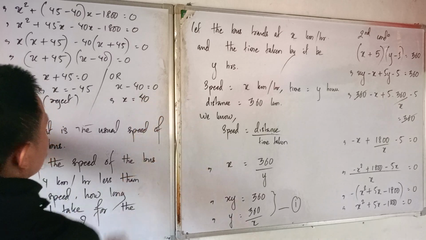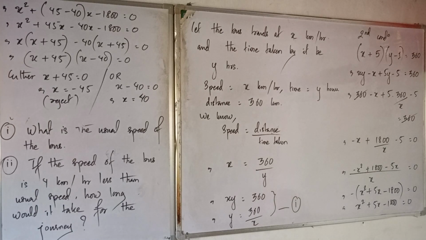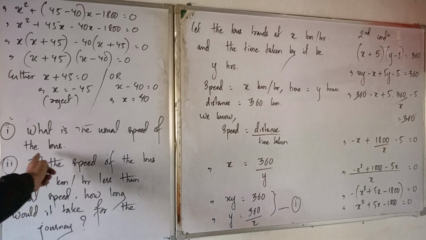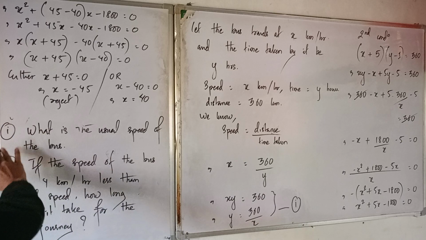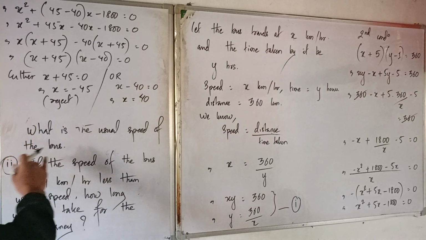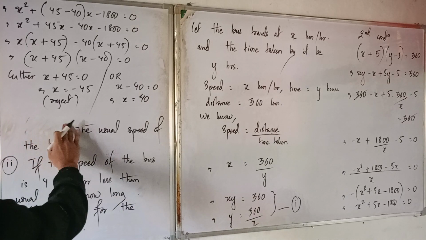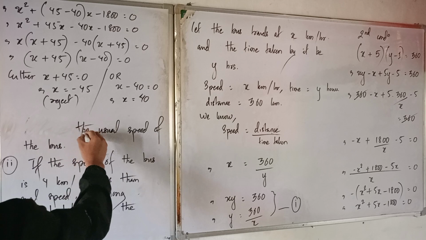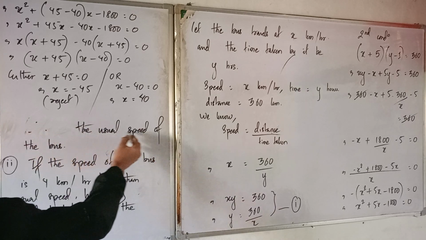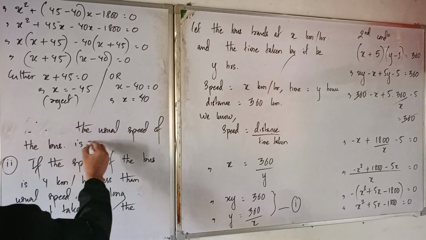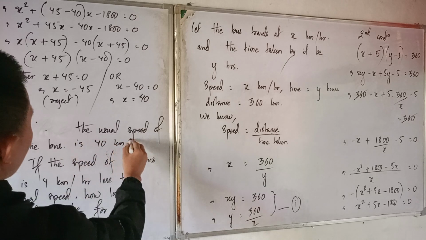This is what you get. So the speed we got is 40 km. What is the usual speed of the bus? That is 40 km per hour. So I'm just going to modify this. Therefore, the usual speed of the bus is 40 km per hour.